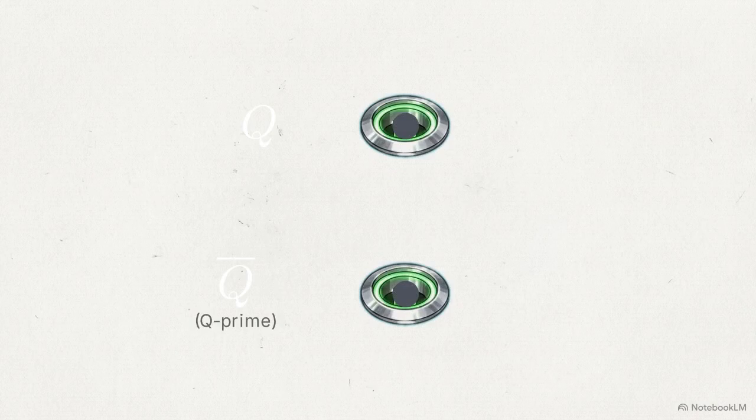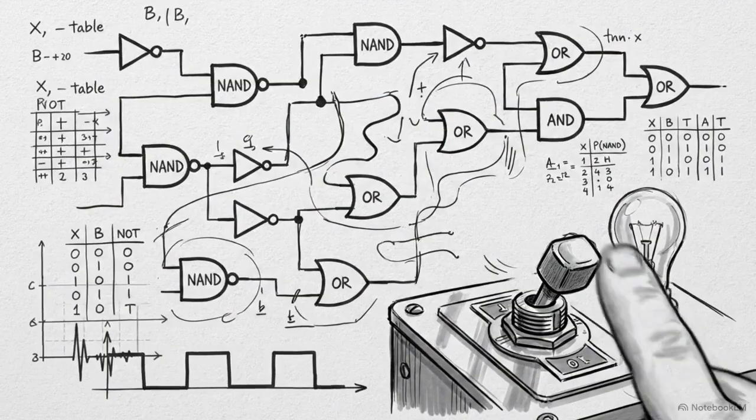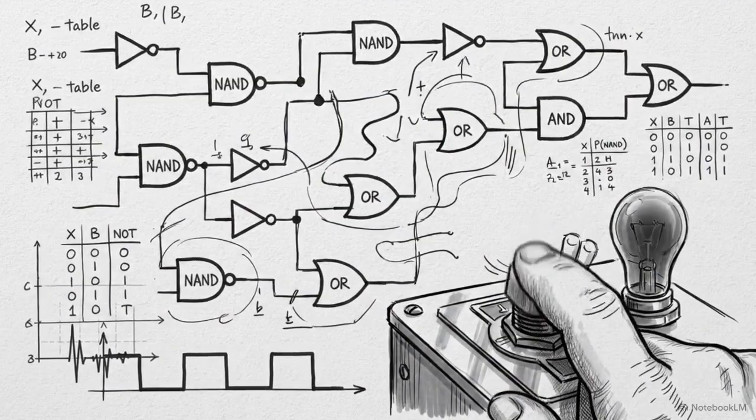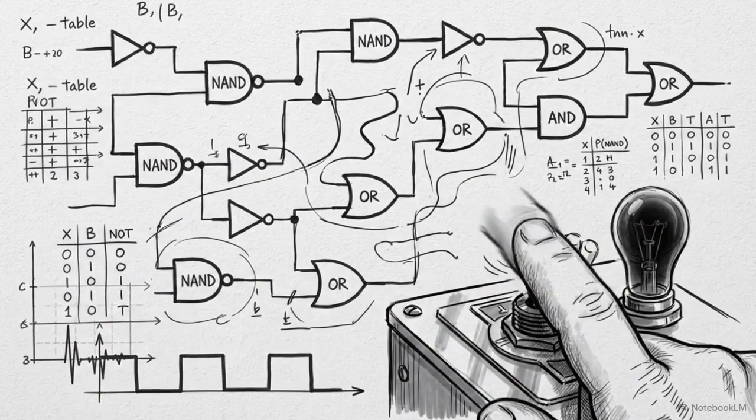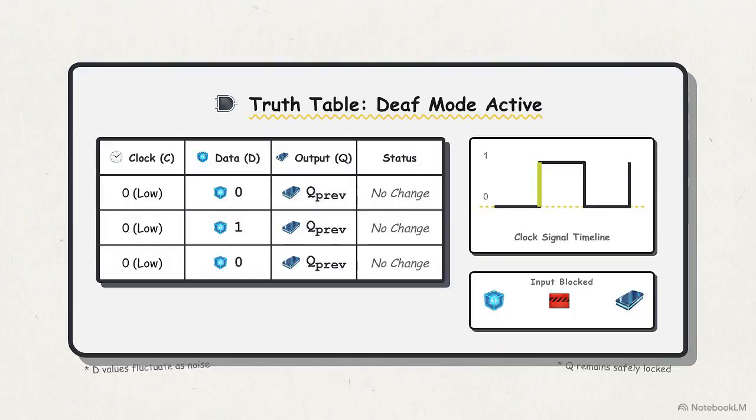These two output nodes operate in strict opposition. If Q is a 1, the underlying physics force Q' to be a 0. They are always perfectly inverted. In this deaf mode, you can flick the data input as wildly as you want, and the outputs will refuse to change. The system's truth table maps this behavior.